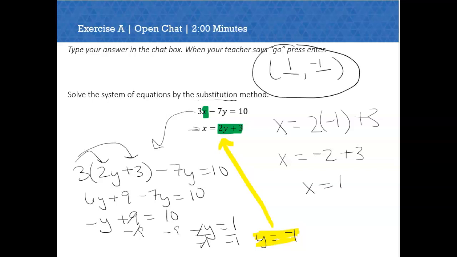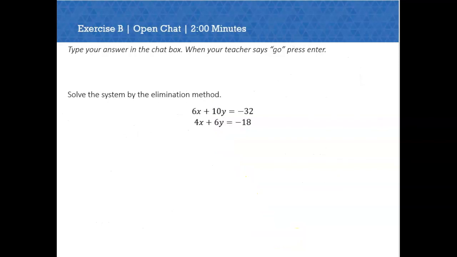This is our answer. And we could check this by putting 1, negative 1 into both equations, and they would end up being true. So we could do 3 times 1 minus 7 times negative 1, make sure that equals 10, which it does. And then 1 equals 2 times negative 1 plus 3, check to see if that works, and it does. So our solution, 1, negative 1, is correct. So that's how we use substitution. We substitute one equation in for the other.